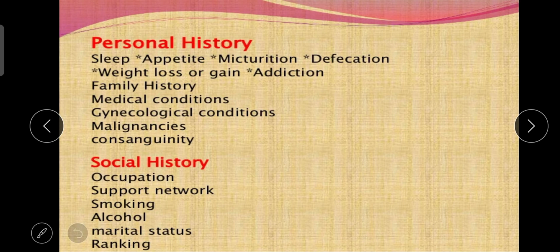Next you are going to ask the personal history about the patient's sleeping pattern, appetite, micturition, defecation, weight loss or gain, addiction, then family history, medical condition, gynecological condition, malignancies or consanguinity. Consanguinity means if they got married within the blood relatives. Sometimes if they got married to some blood relatives like a cousin, there is a chance that their baby will get an abnormality or congenital malformation, so that also you are going to ask, whether it is a consanguineous marriage or other than a consanguineous marriage.